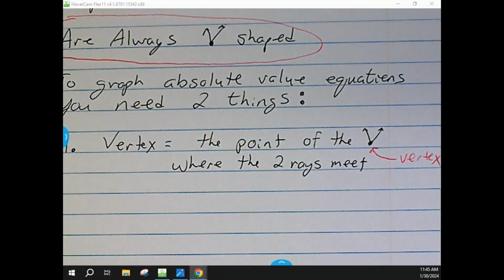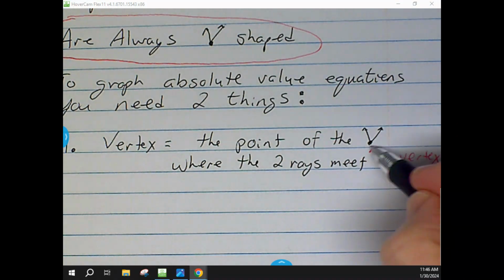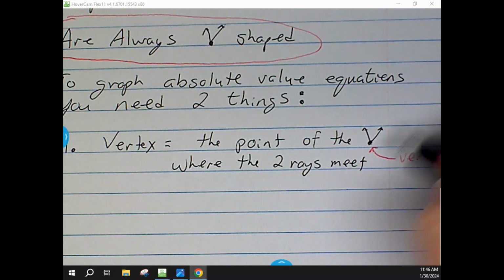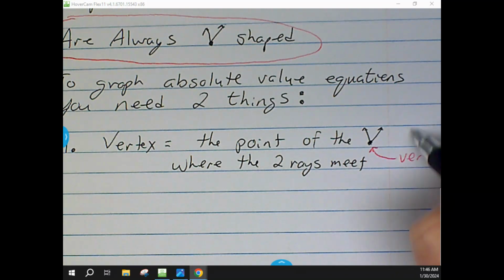It's always that, because basically, if you draw an absolute value, you start at one point, you draw a ray up to the right, you draw another ray up and to the left. If it was negative, you'd start here and draw one down to the right and one down to the left.